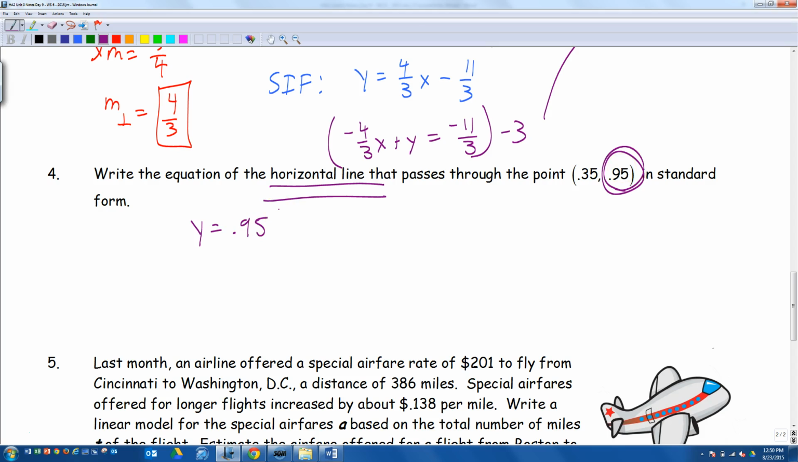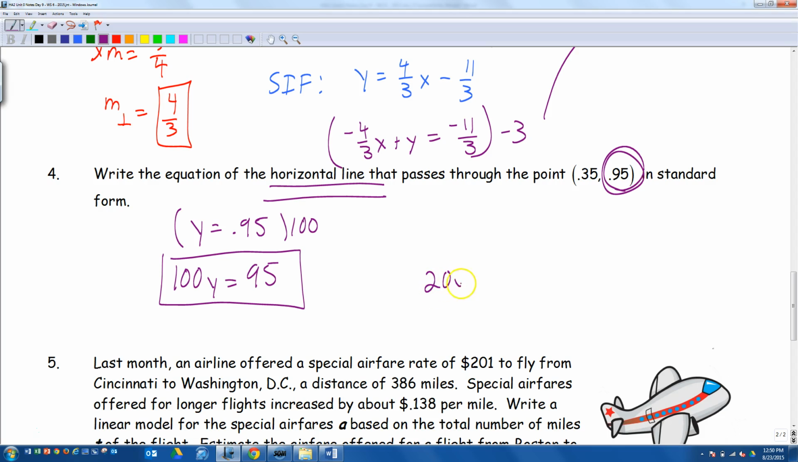Now you can do two things. You need to get rid of the decimal because we need it in standard form. So you can just multiply by 100 and you get 100y equals 95. And that would be in standard form. If there's no x value, you're done. Or if you turn this into a smaller fraction, you can divide both sides by 5 and you can make it 20y is equal to 19. Either of those work.